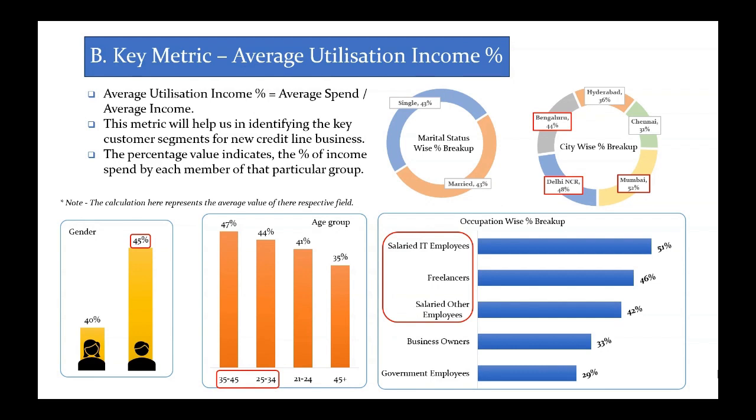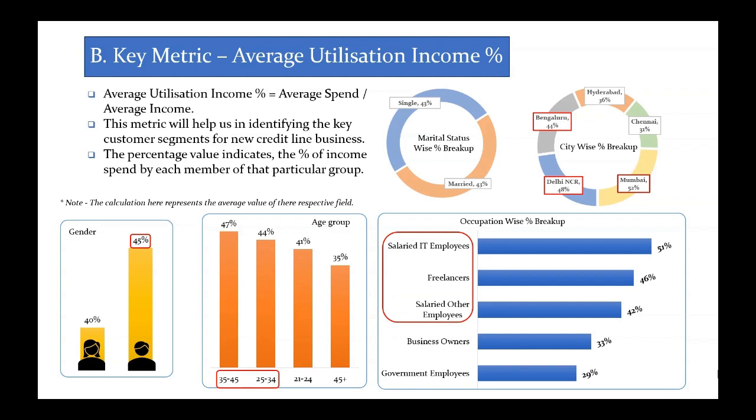Similarly, in the age group, the major groups which have the highest percentage are the 35 to 45 age group and the 25 to 34 age group, with 47 and 44 percentage respectively. Similarly, in occupation, it is the salaried IT employees with the highest percentage at 51, and then freelancers and salaried other employees. The least here are the government employees and business owners.